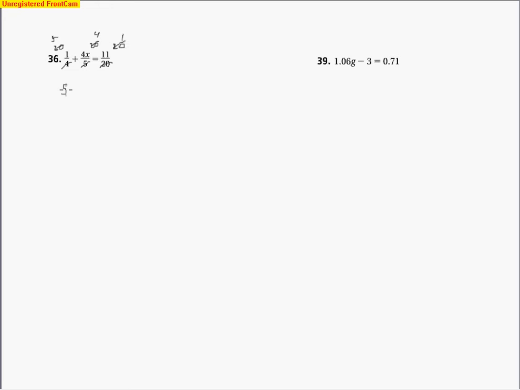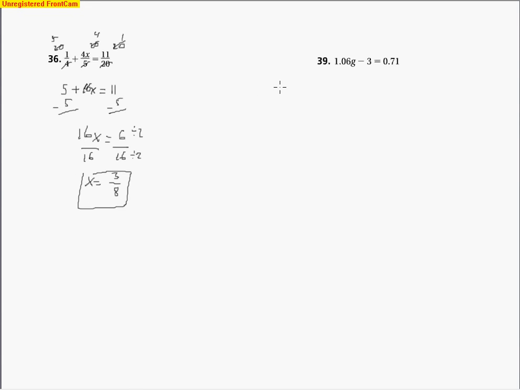So then I multiply across. 5 times 1 is 5, 4x times 4 is 16x, and then this all equals 11. From this point I could subtract the 5 from both sides. When I do that, I'm left with 16x equals 6. And so I'll divide by 16 on both sides. Taking out the common factor of 2 will give me my answer of 3/8.